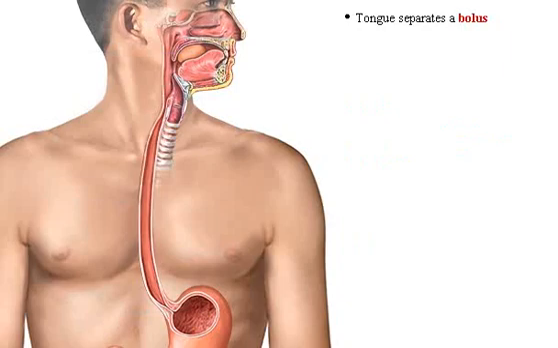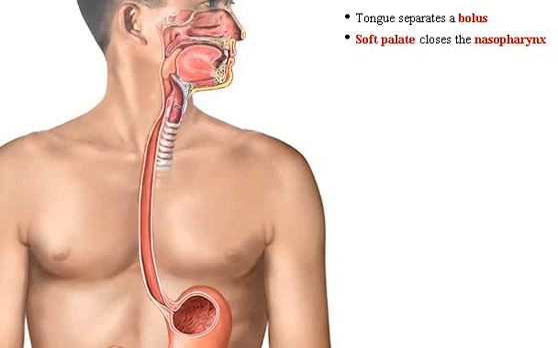A bolus of food is separated from the contents in the mouth by placing the tip of the tongue against the hard palate. The soft palate rises to close the nasopharynx, preventing the contents of the mouth from entering the nasal passageways. As the tongue moves backward, the bolus is propelled into the oropharynx.